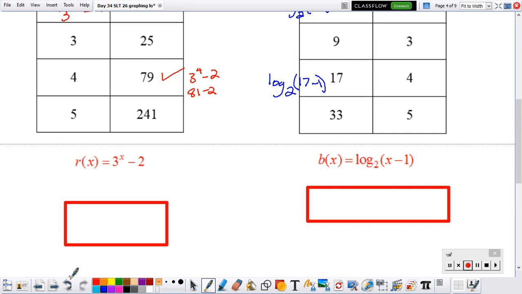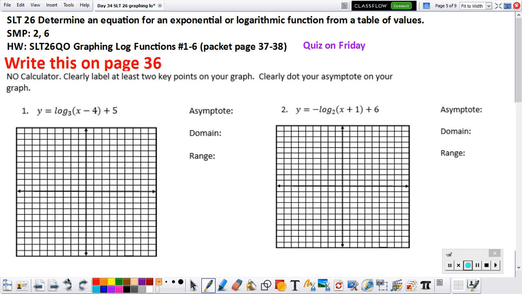What I want everyone to do is to flip over to the blank page on page 36. And I want everyone to please write down number 1 that you see here on page 36.